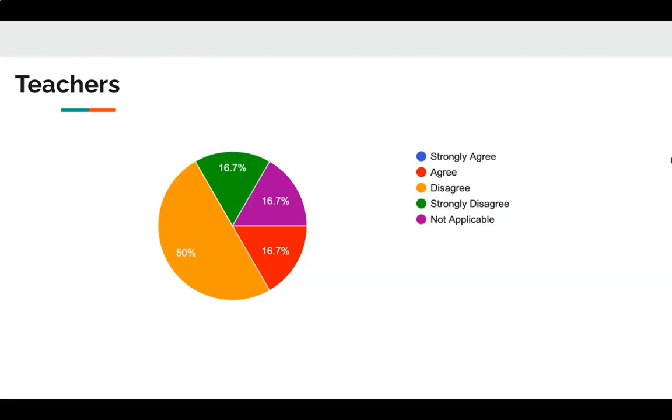And we did have the same non-applicable percentage, 16.7. So a small group of the teachers, they just didn't really feel like that applied to them. But the majority of our teachers, 50%, said they disagreed that there was enough support, and then 16.7 strongly disagreed in there being enough training and support.